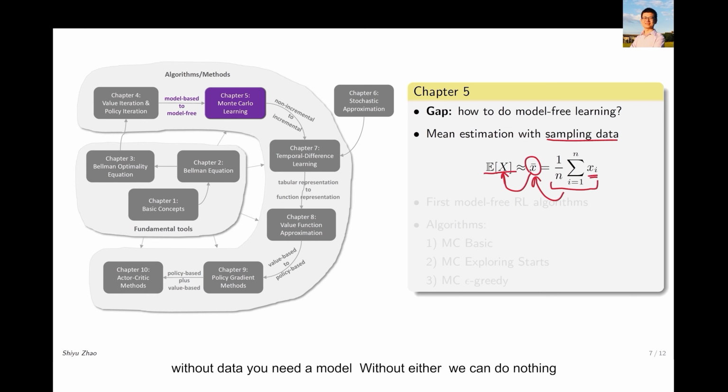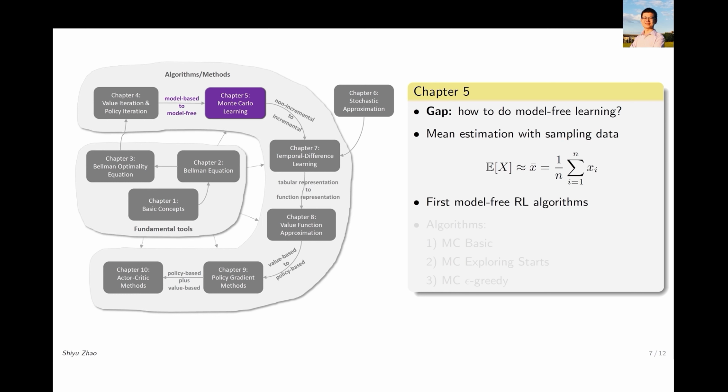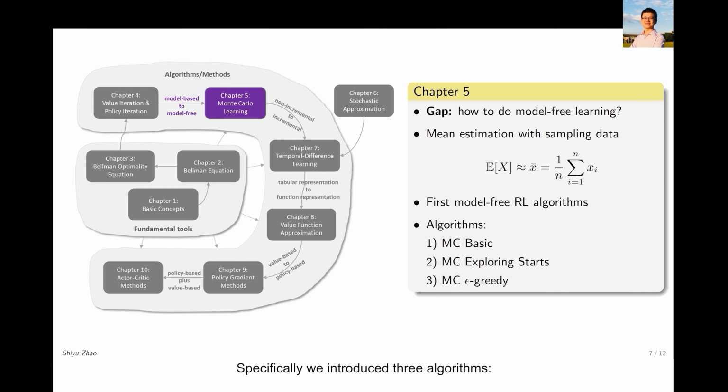Without either, we can do nothing. By applying this idea to reinforcement learning, we obtain the first reinforcement learning algorithm that does not require a model. Specifically, we introduce three algorithms: MC Basic, MC Exploring Starts, and MC Epsilon Greedy. The complexity of these three algorithms increases sequentially.